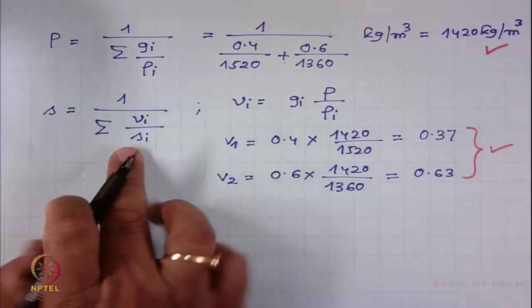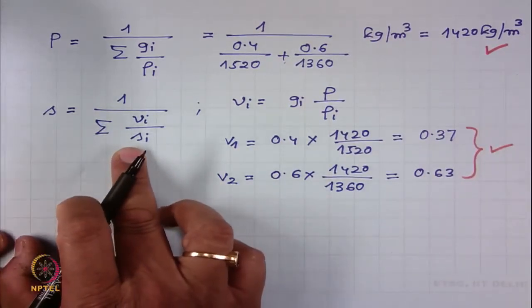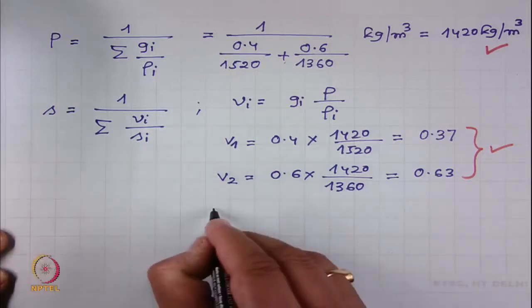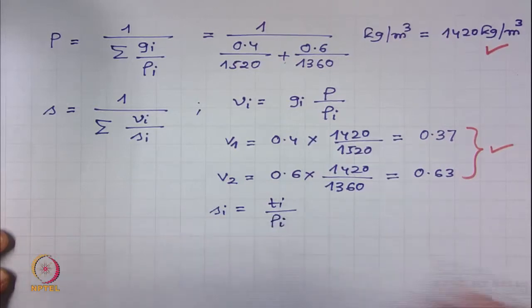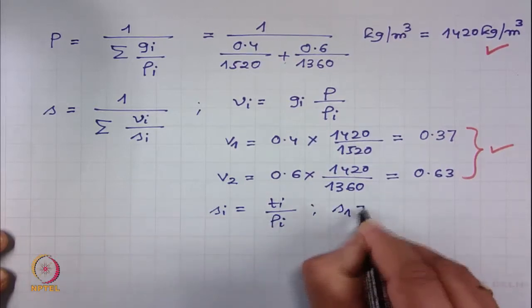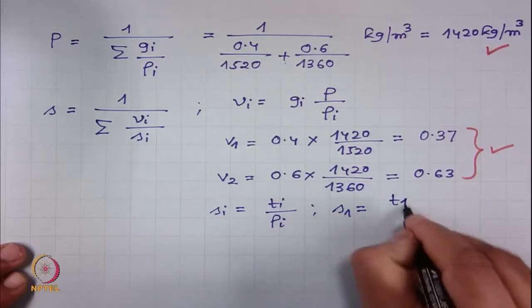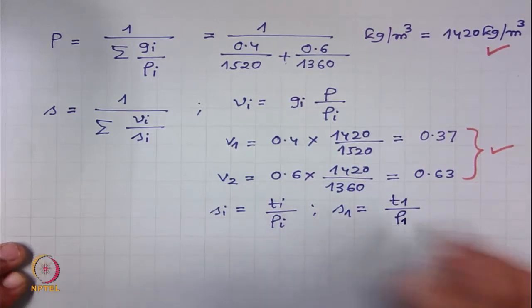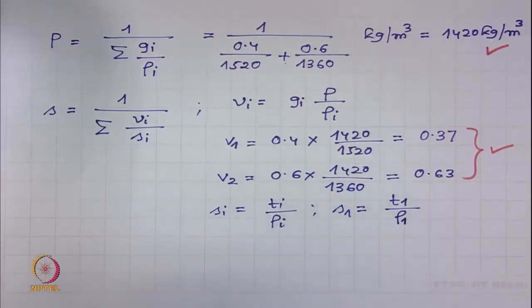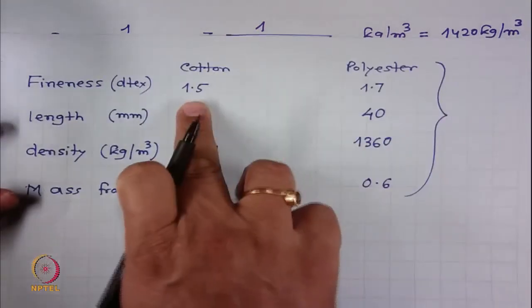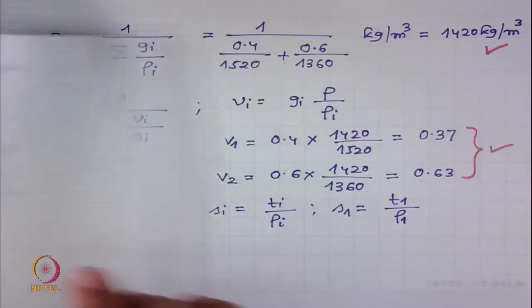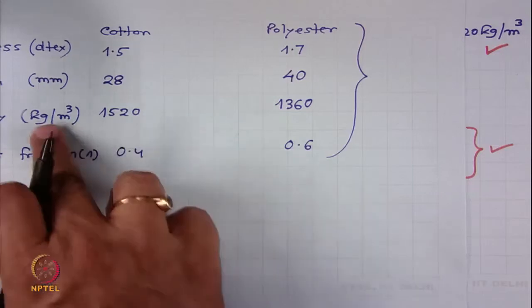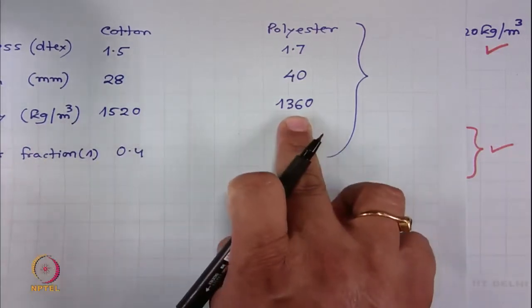We need to calculate now S subscript i. What is S subscript i? S subscript i is Ti by rho i. So, what is S1? S1 is T1 by rho 1. Now, T1 is given as 1.5 decitex, T2 is 1.7 decitex. And rho 1 is given 1520 kg per meter cube, rho 2 is given 1360 kg per meter cube.